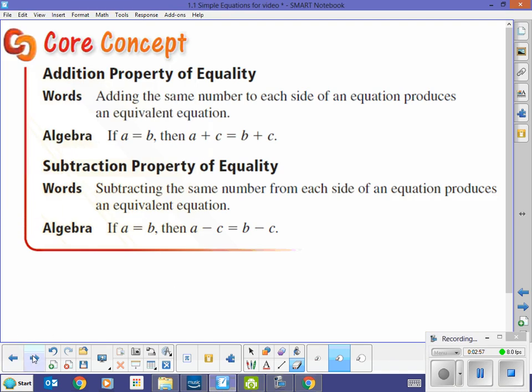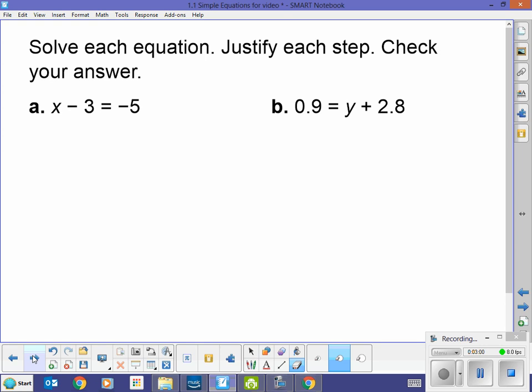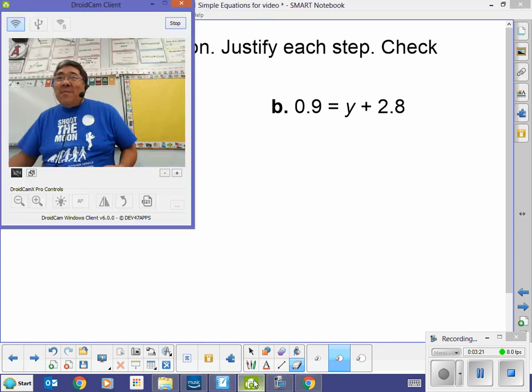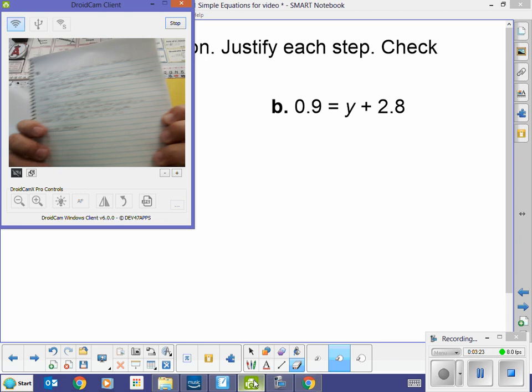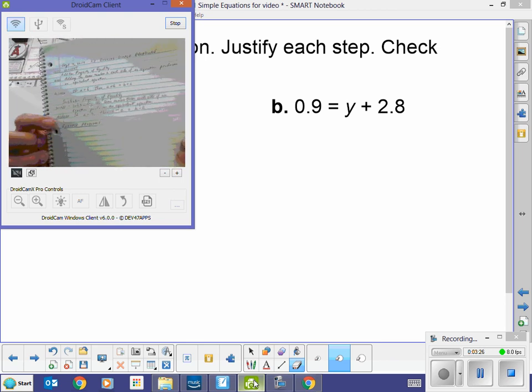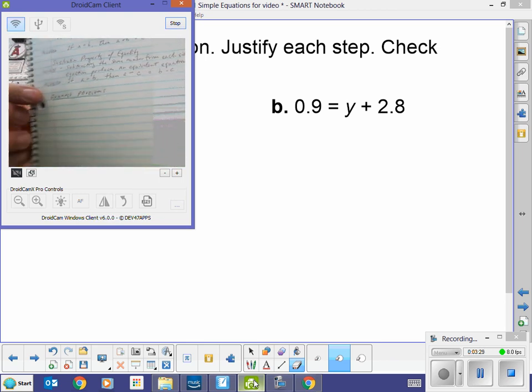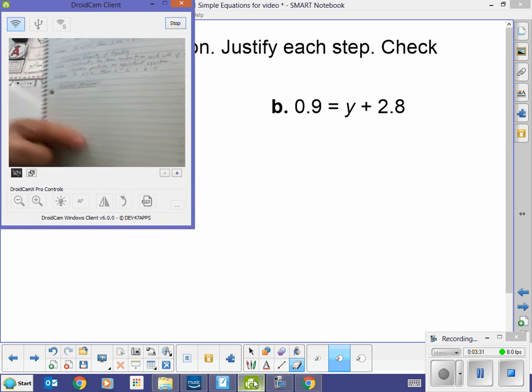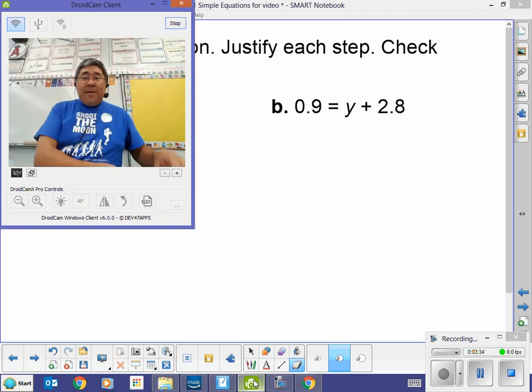What I need you to do now is label this next part Example Problems. So the next part in your notebook is Example Problems. Just like this, Example Problems. You're going to do these problems under this section right here.